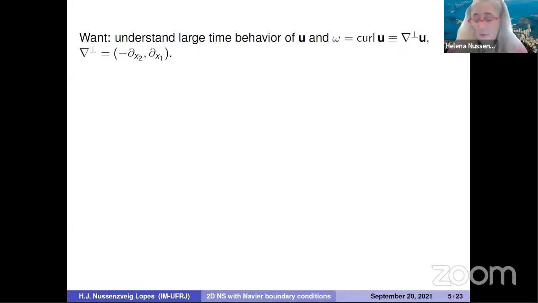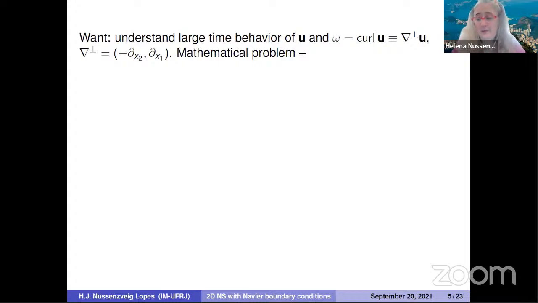Okay, so what we want here is to understand the large time behavior of the velocity field u and the vorticity, which in 2D is identified with the scalar grad perp dotted with u. That's not supposed to be grad perp of u, that's supposed to be grad perp dotted with u. So there's a typo there.